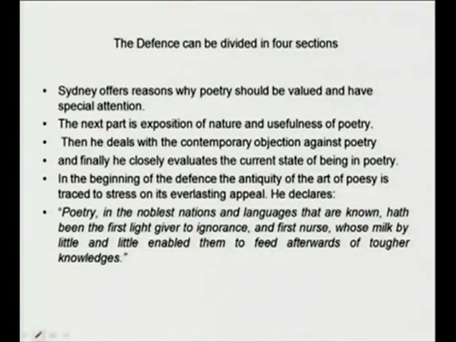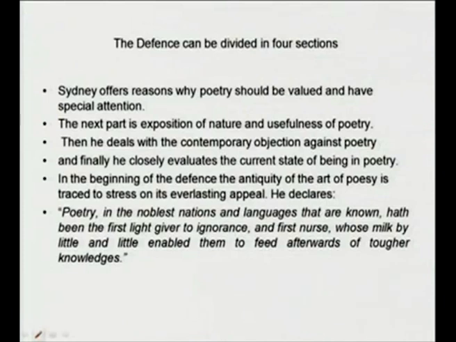Well, so what does this Defense of Poesy contain? The Defense can be divided into four sections. Philip Sidney offers reasons why poetry should be valued and given special attention. What is the meaning of imaginative literature? The next part is an exposition of the nature and usefulness of poetry. Then he deals with contemporary objections against poetry, and finally he closely evaluates the current state of poetry.